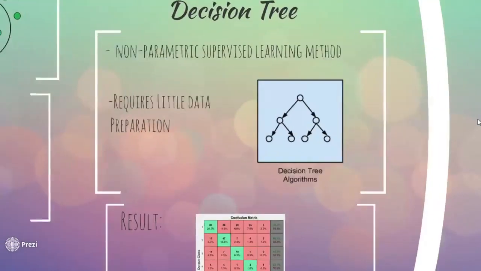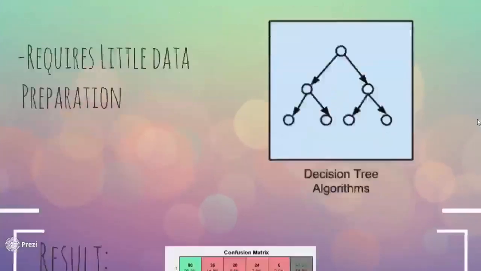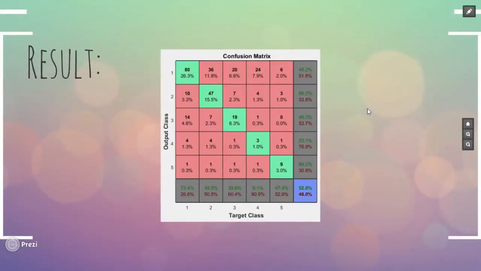Next, decision tree. This is a non-parametric supervised learning method. A decision tree requires little data preparation and is simple to understand and interpret. This method predicts the result by learning simple decision rules obtained from the data features. As you can see from the result here, the accuracy is at 52%.